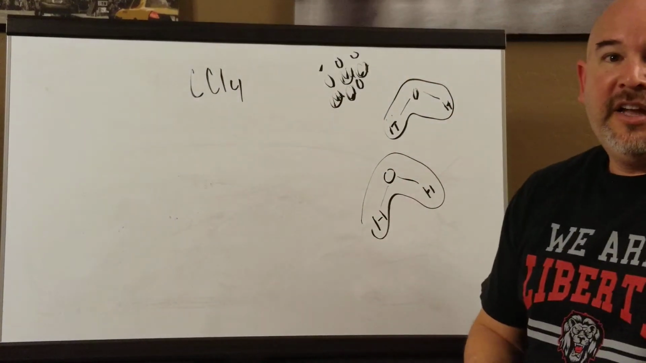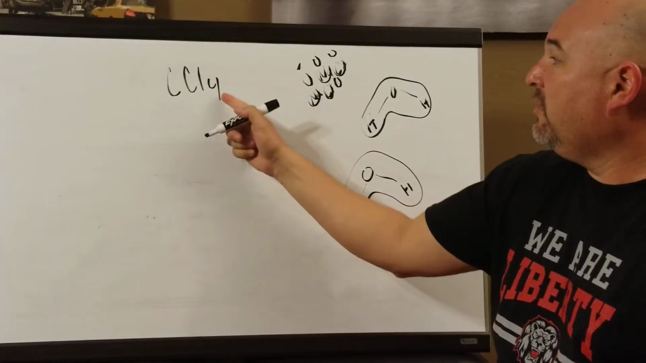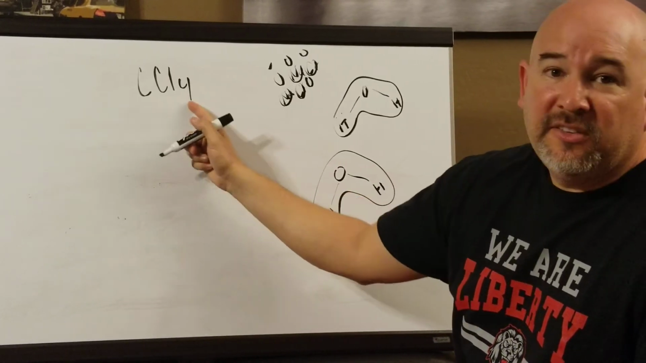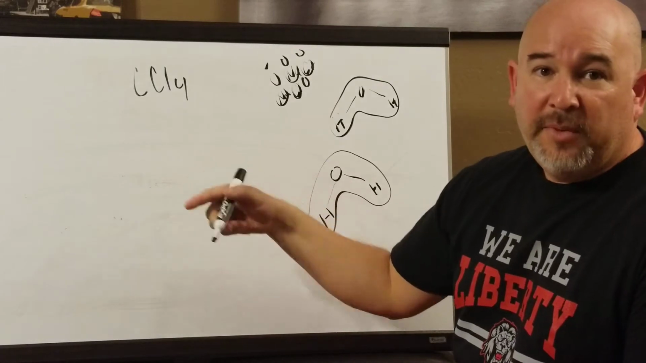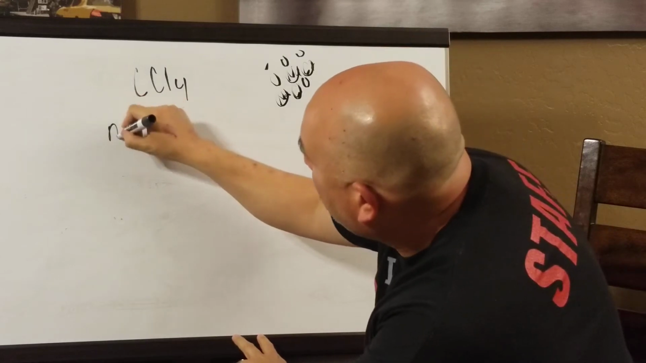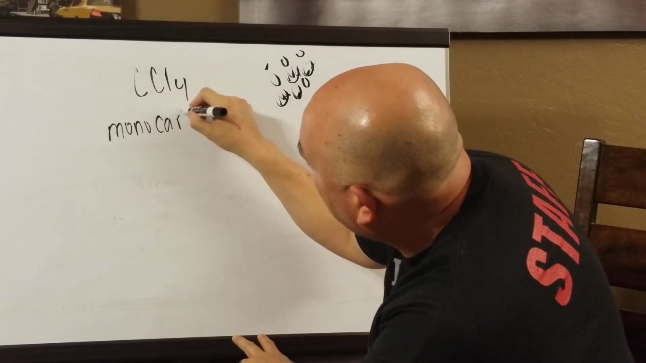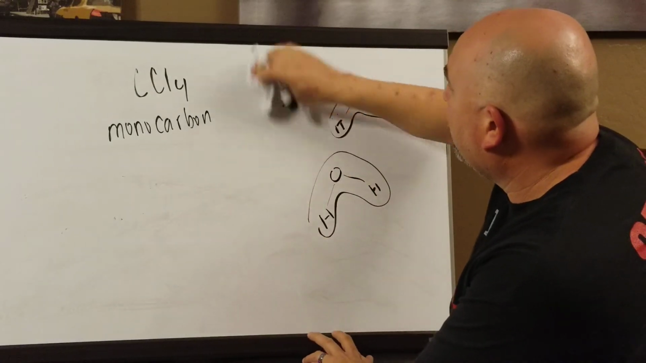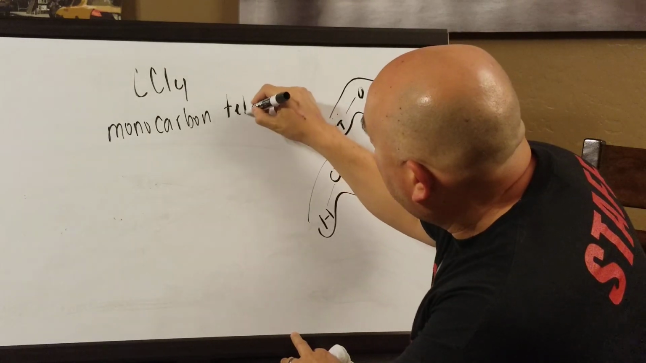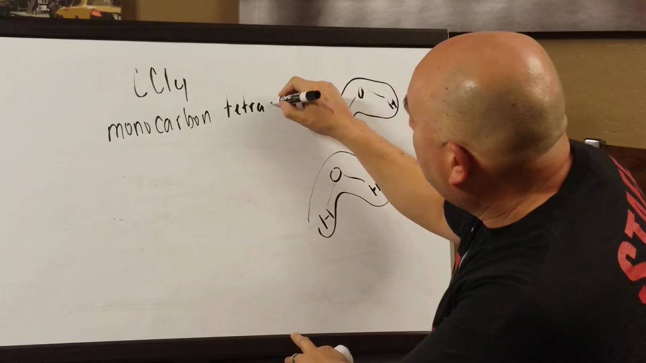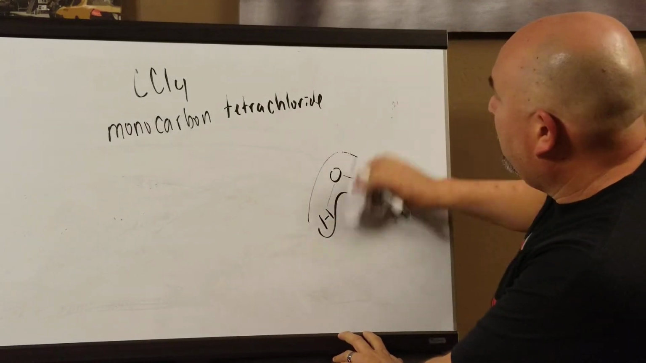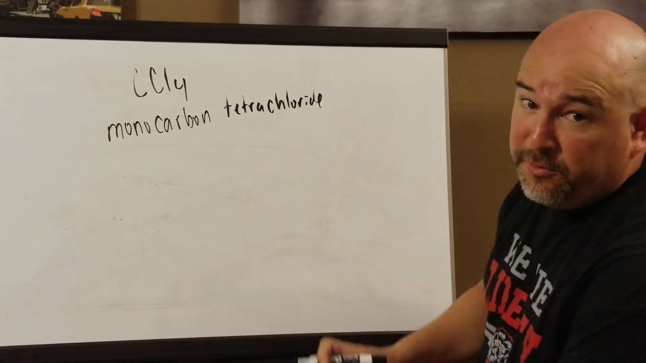CCl4. That's carbon tetrachloride. That's carbon with 4 chlorines. So when I want to write that out as a formula, first I'm going to recognize that this is 2 nonmetals. So since it's 2 nonmetals, I know it's molecular. So I'm going to look at this one and go, I have 1 carbon. So I'm going to write mono, and I'm going to write carbon. And then, 4 chlorines. So that's going to be tetra. And then it's chlorine, so I'm going to write chloride. So monocarbon tetrachloride would be the formal way to write that.